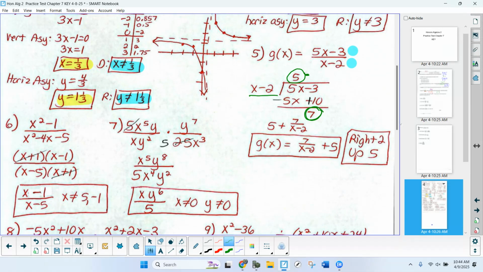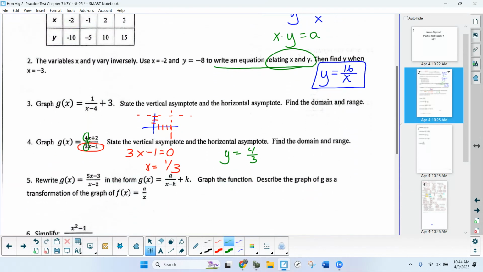And I believe on number 5, if that's all I asked you, oh, did it say graph the function? No. Did yours say graph the function or not? No. Okay, I took that off. So if I took that off, that means it's what? It's not on the test. You don't have to graph it on the test. Are you guys good on number 5?